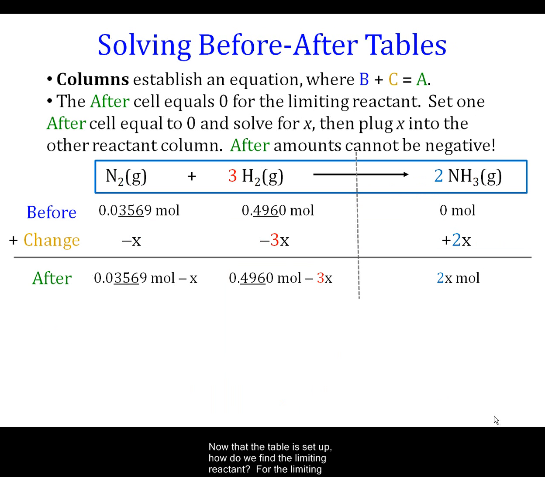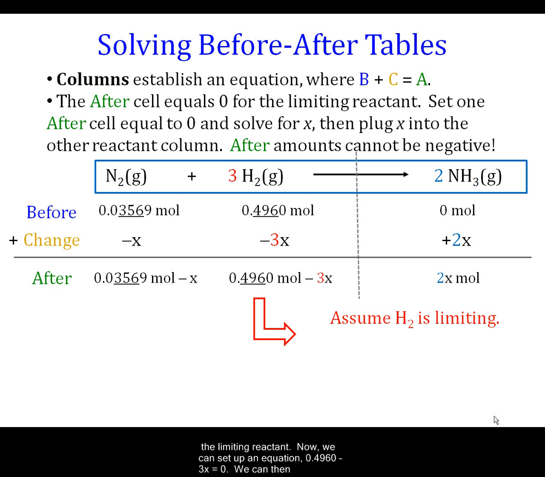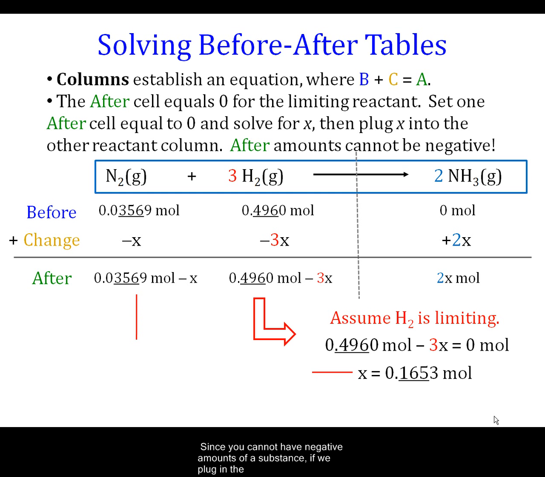Now that the table is set up, how do we find the limiting reactant? For the limiting reactant, the amount remaining after the reaction is complete must equal 0. So, one of the 2 reactant after cells must equal 0. Let's assume that hydrogen is the limiting reactant. Now we can set up an equation, 0.4960 minus 3x is equal to 0. We can then solve for x and check the other after cell to see if this works numerically.